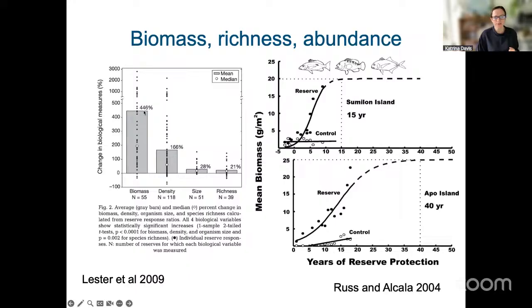So here you can see that they saw large increases in the biomass of species. So we mentioned that. The density, so the number of species. We didn't tend to see this increase in richness, which was interesting.